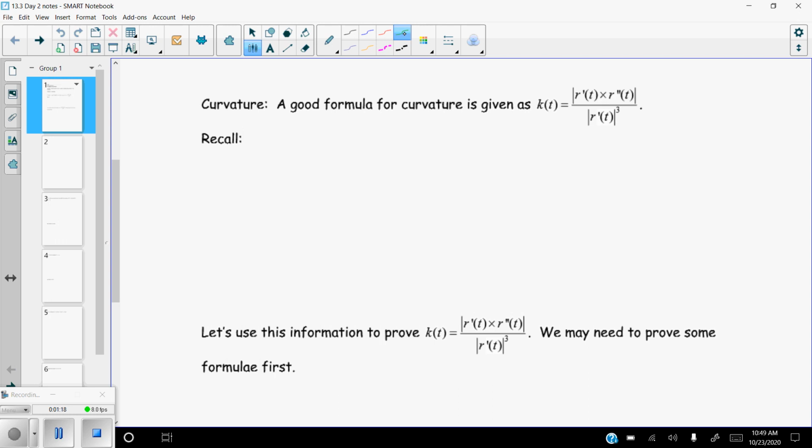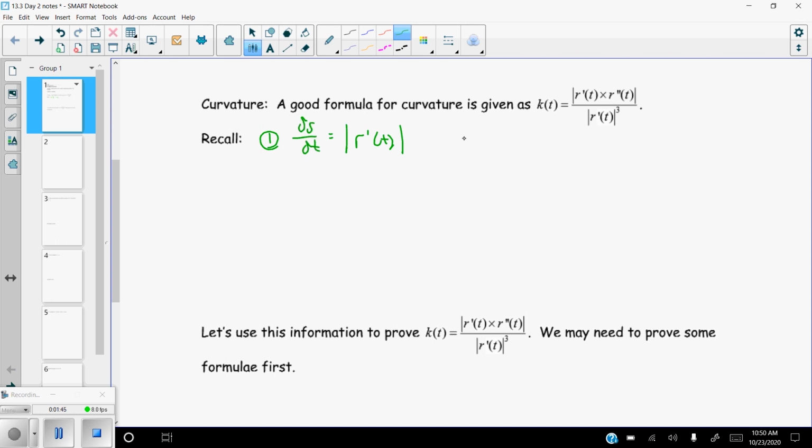So the first thing is that we need to remember that ds over dt, because that's the derivative of arc length with respect to time, is the same thing as the magnitude of r prime of t. Okay, those are the same.